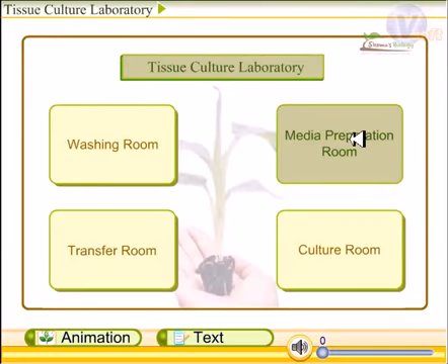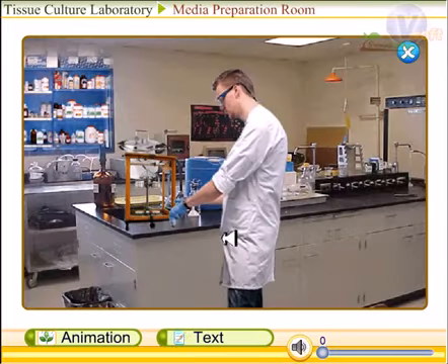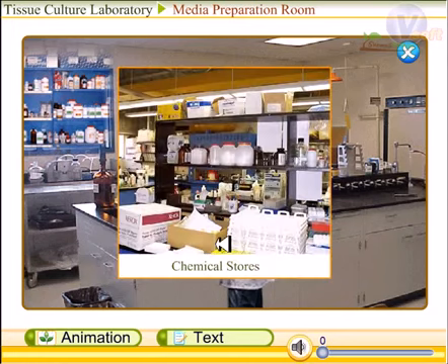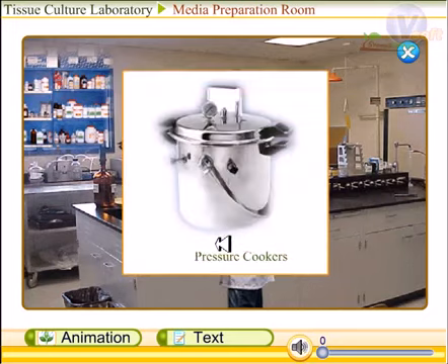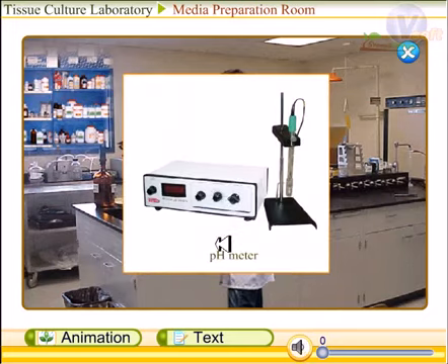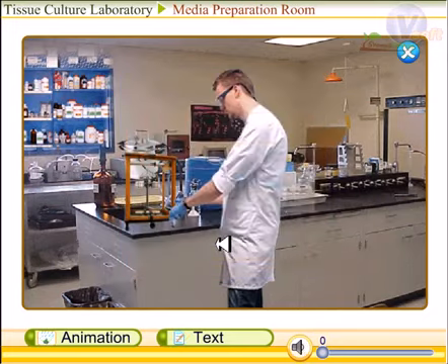Now we will be looking at the media preparation room. All preparations of culture media required for tissue culture are done here. There should be all the things needed, such as chemical stores, freezers, chemical balances, pressure cookers, pH meters and needed glasswares and so on in this room.